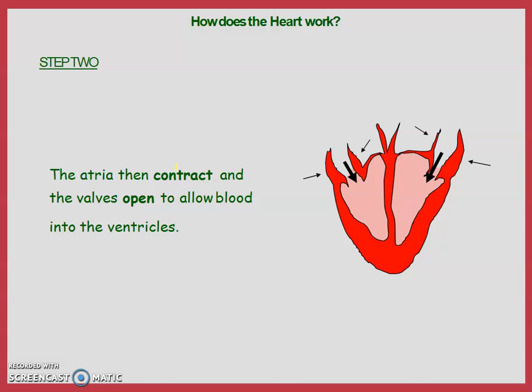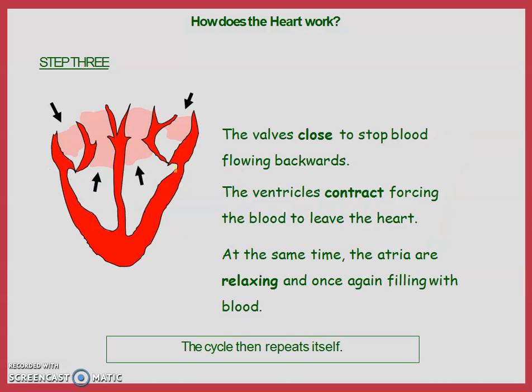At that time a heart sound is produced. Then the tricuspid and bicuspid valves from the auricles will close, and the valves which open from the ventricles into the aorta and the pulmonary artery will open. Ventricles will contract and blood will flow into the aorta and pulmonary artery at the same time. Both the ventricles contract. At the same time the atria are relaxing and once again filling with blood.